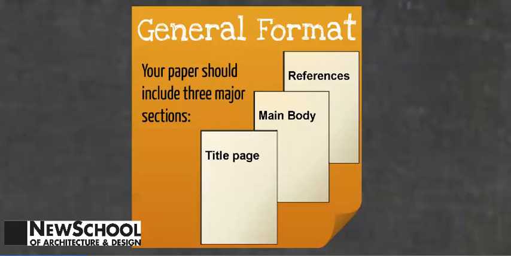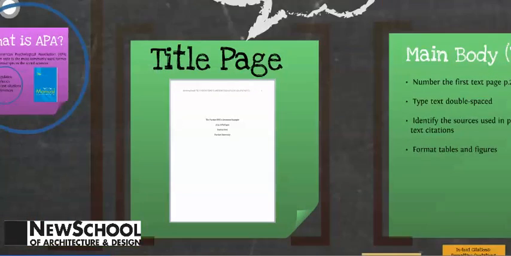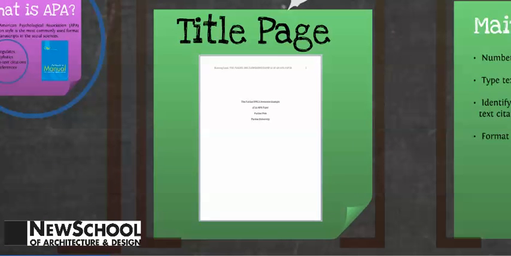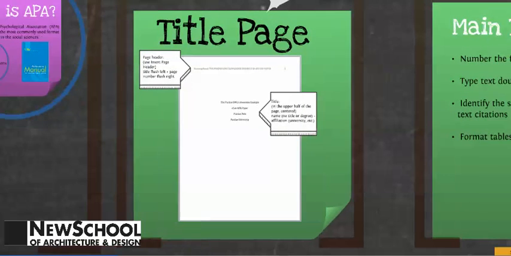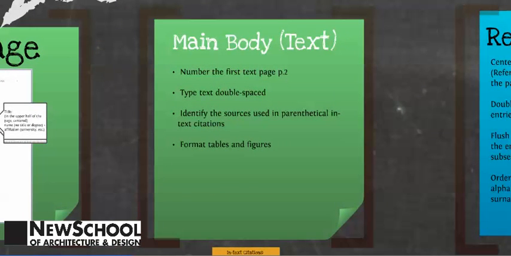There are 3 major sections to a paper: the title page, the body of the work, and the list of references. The title page includes the page header as it appears on all subsequent pages and the title centered in the upper half of the page. The main body of the text should begin on the next page, numbered as page 2. Text should be double-spaced, and where appropriate, all references should be included in the text in parenthetical citations. Tables and figures should also be formatted according to APA standards.